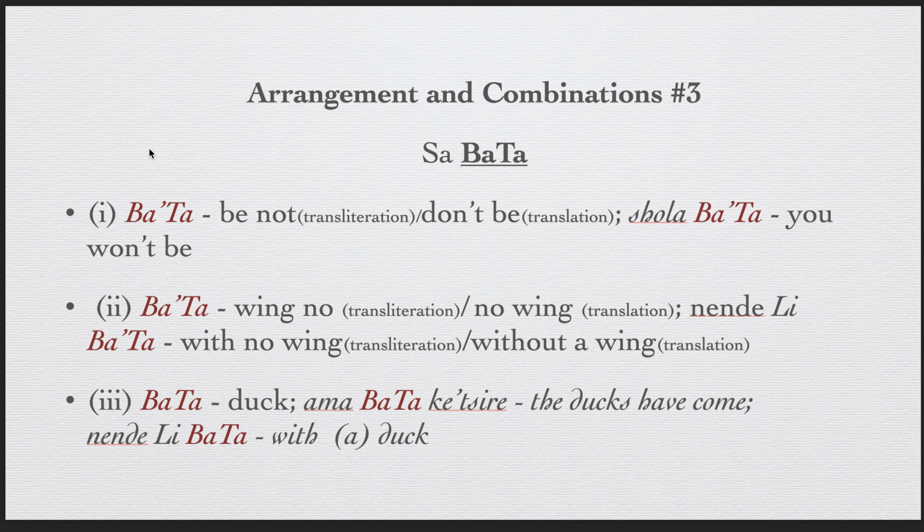The second combination is when we have the last two syllables, and we get three possible interpretations, meanings. So we have vata, that means be not or don't be. So when I say shola vata, it means you won't be or don't be. The second possible interpretation means wing no or no wing. So nendelivata means with no wing or without a wing.